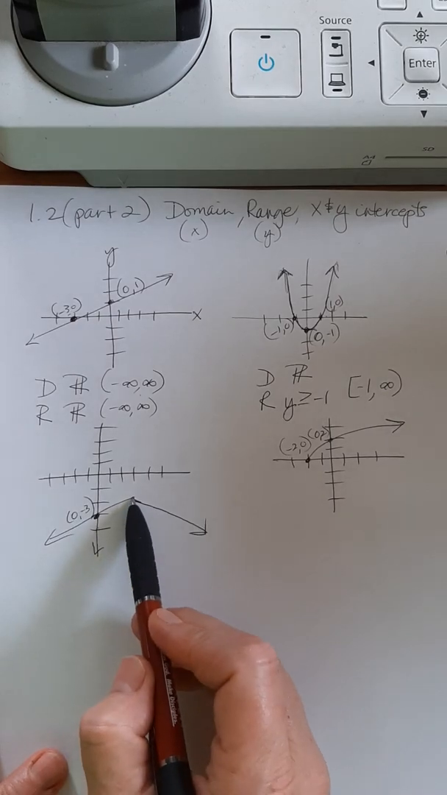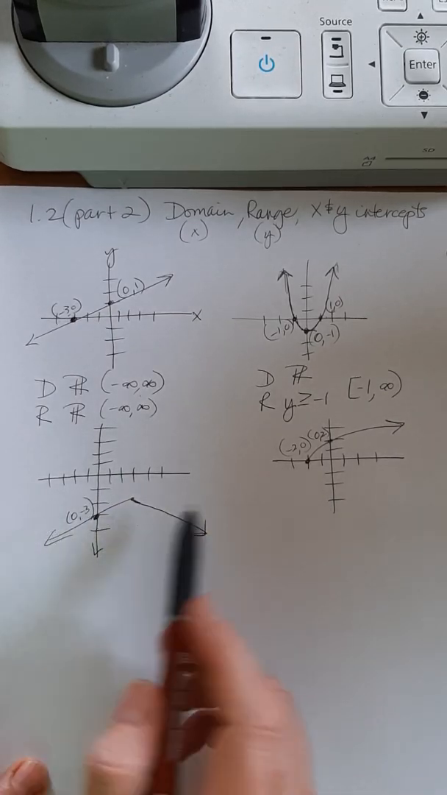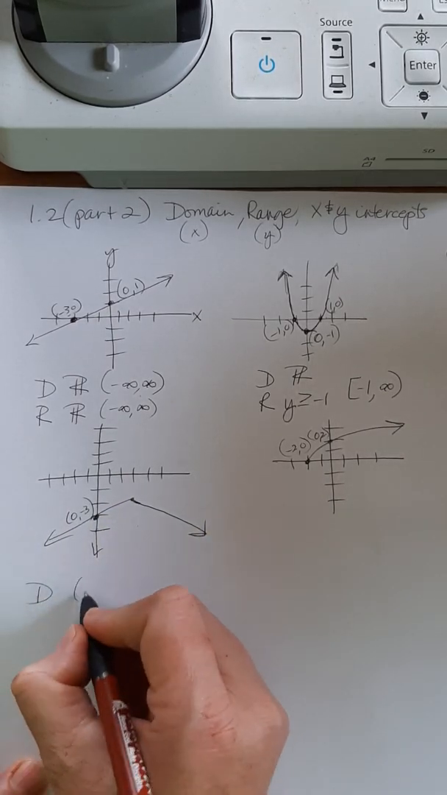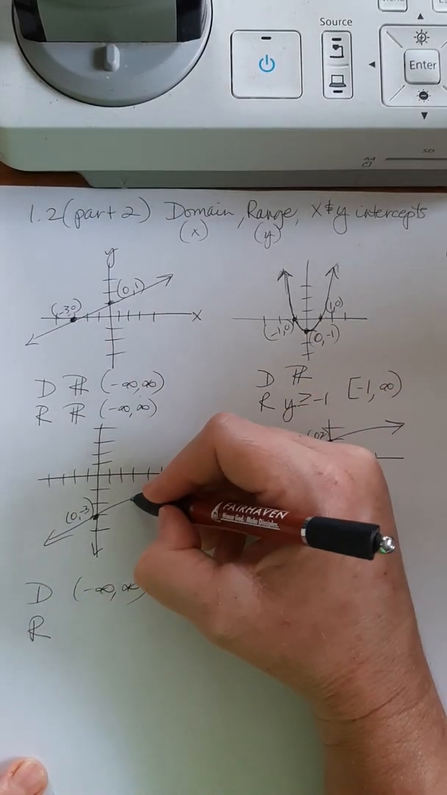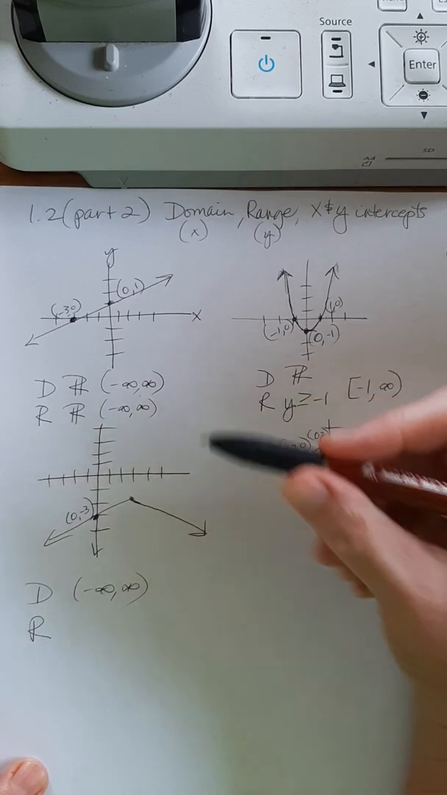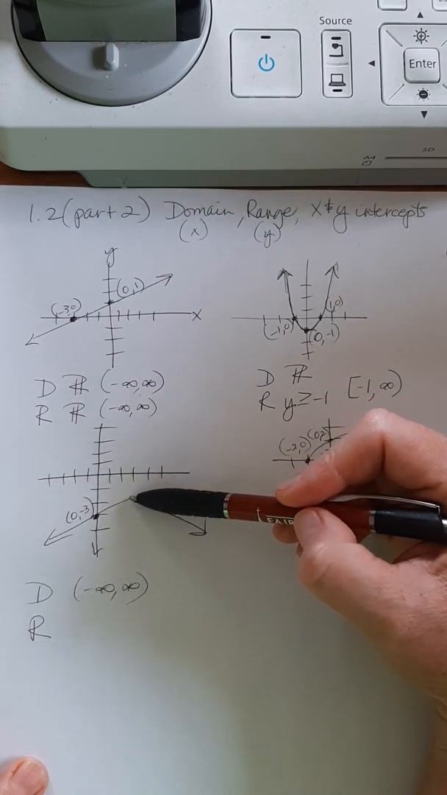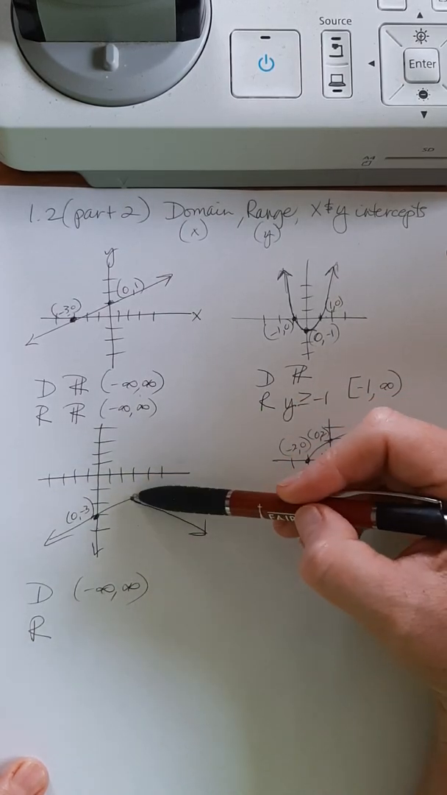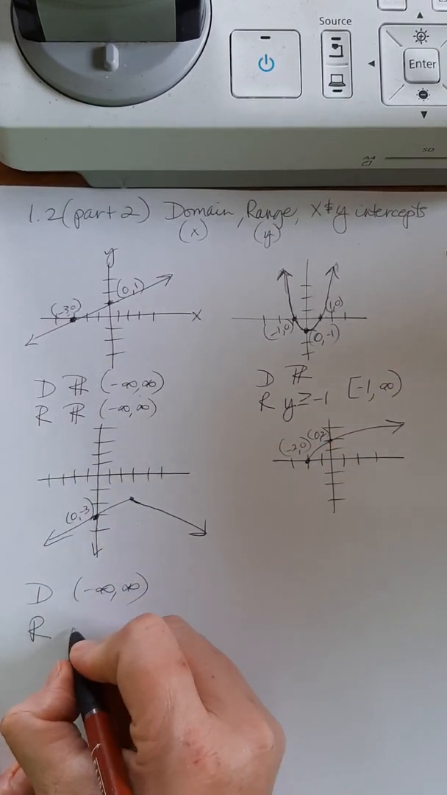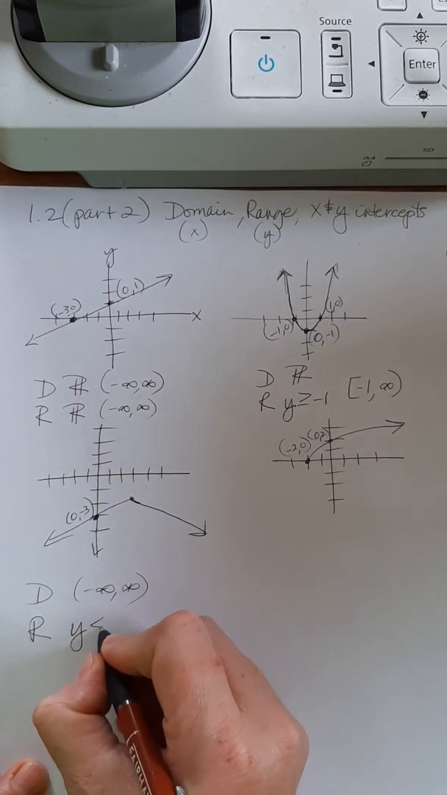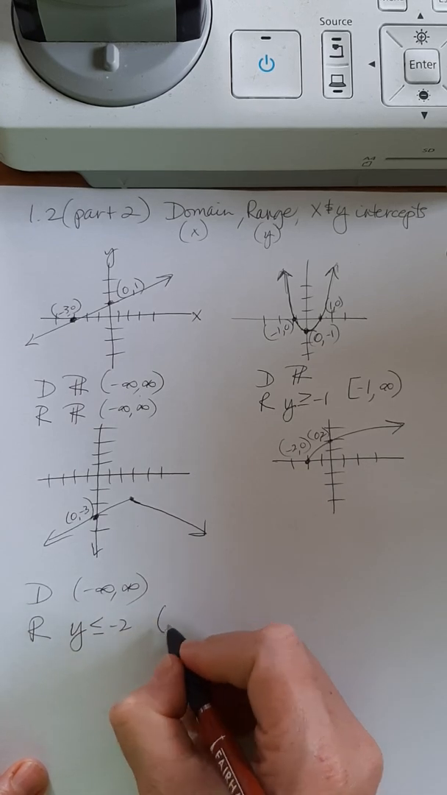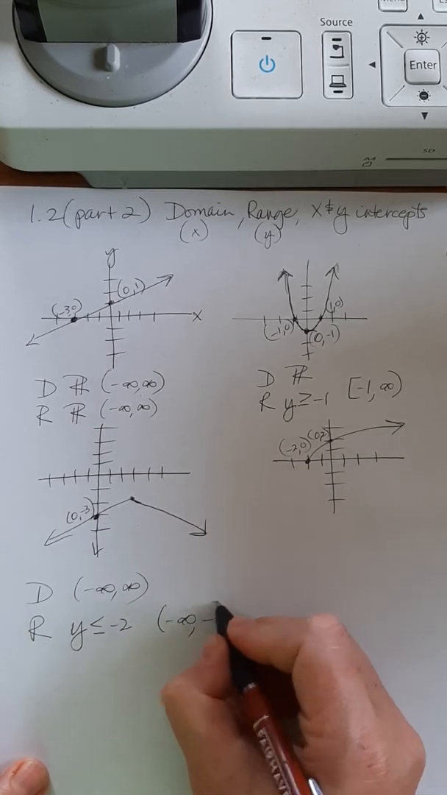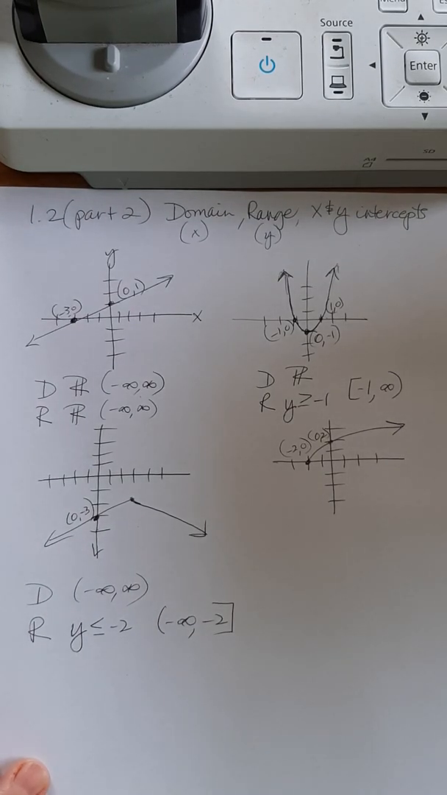Let's say like this one, it's going down. X domain is still all reals. Range, notice how right here at -2 is the highest it goes, and then it covers everything below but nothing above. So y is less than or equal to -2. Or you could say -infinity to -2 using interval notation.